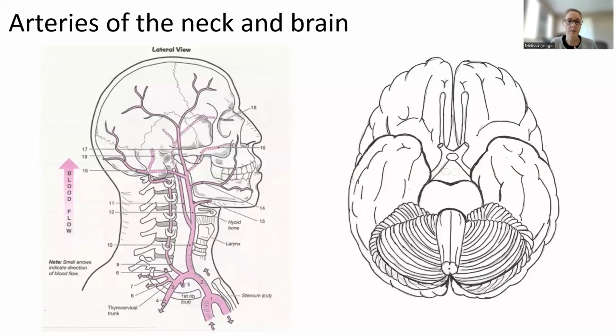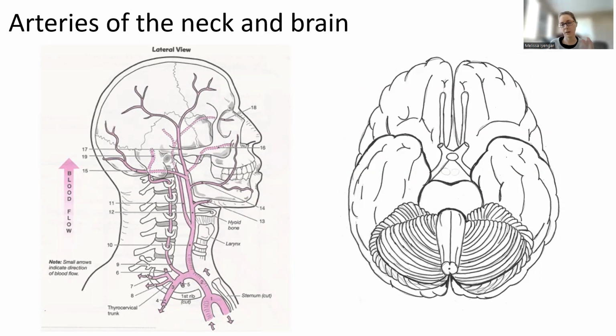Okay, so moving right along, let's look at the arterial supply of the neck all the way up into the brain. And so I'm going to basically put some of the neck information from lecture 19 onto this at the same time, just to kind of kill two lectures with one video, basically.